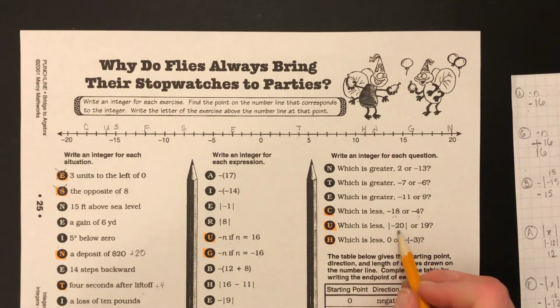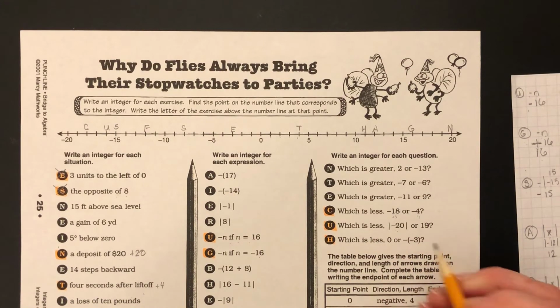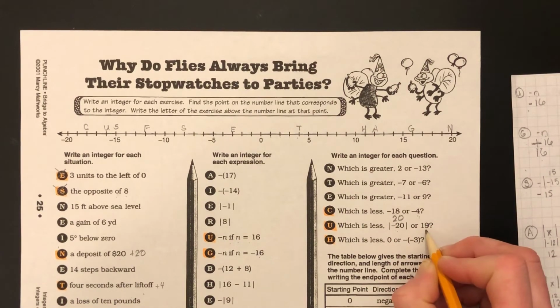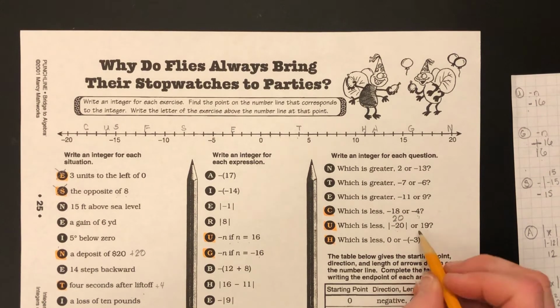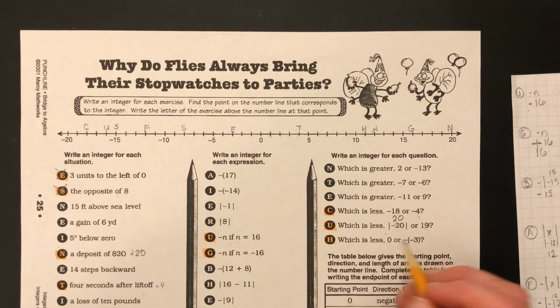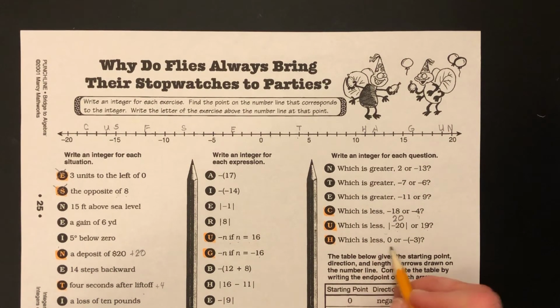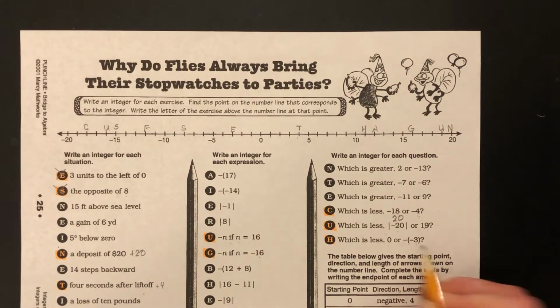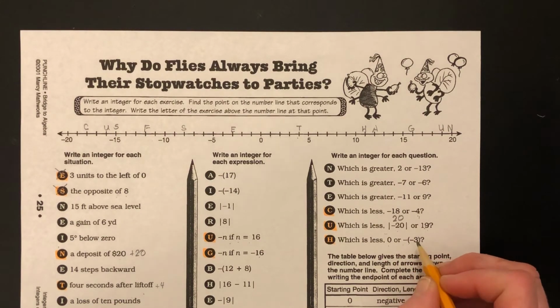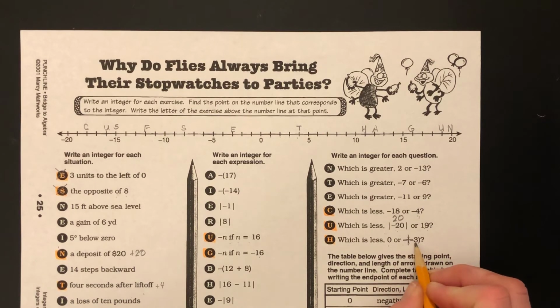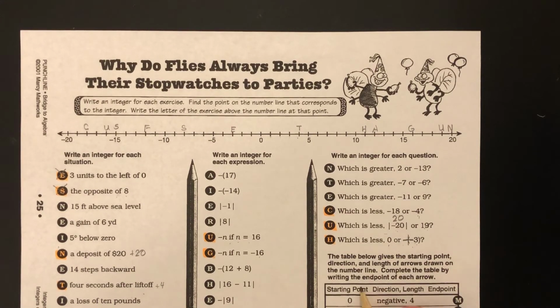U, which is less, the absolute value of negative 20 or 19? Well, the absolute value of negative 20 is 20, or 19. Which one is less? Well, 19. So U is 19. H, which is less, 0 or negative 3. The exception is an absolute value sign, but when you have two negatives, it makes a positive. So that is positive 3. Which is less, 0 or positive 3? Well, 0. 0 is H.